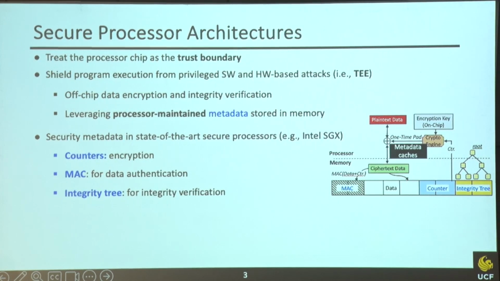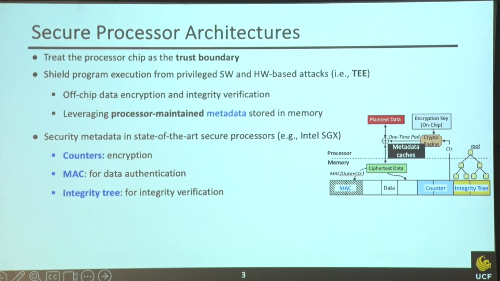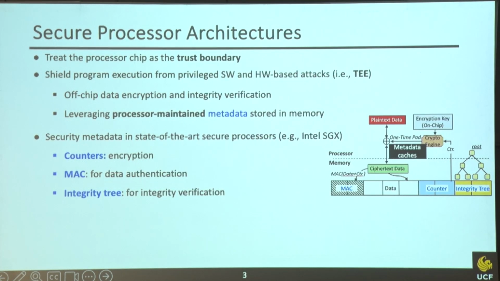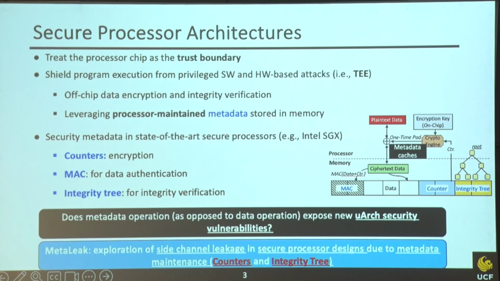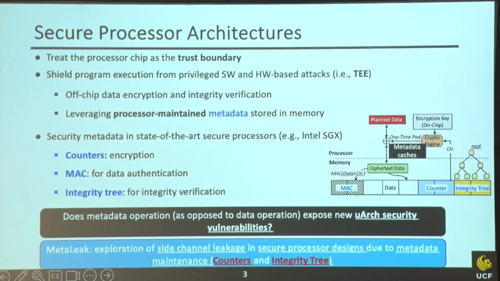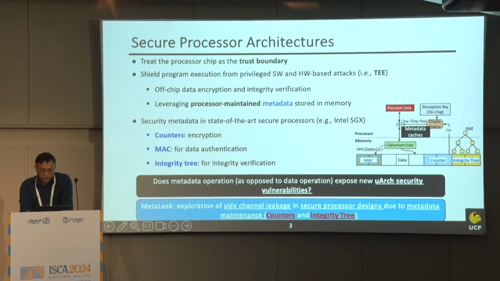State-of-the-art secure processors generally maintain 3 types of metadata: counters for data encryption, MAC for data authentication, and integrity tree for integrity verification. They also use a metadata cache to improve performance of metadata accesses. In contrast to data caches that have been widely studied for side channels, we want to understand whether metadata operations expose new information leakage vulnerabilities. This leads to our work, an exploration of side channel leakage in secure processor designs due to metadata maintenance. We mainly focus on counters and integrity tree in this presentation due to limited time.